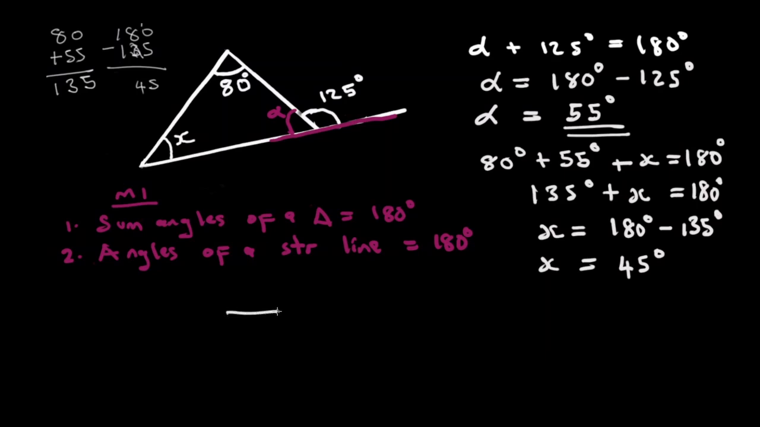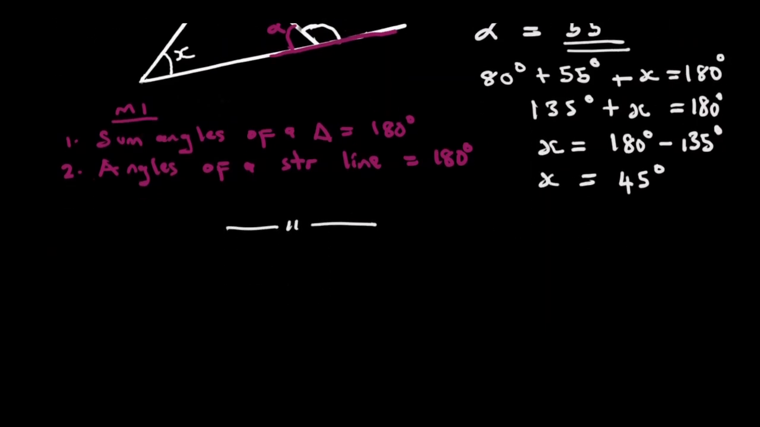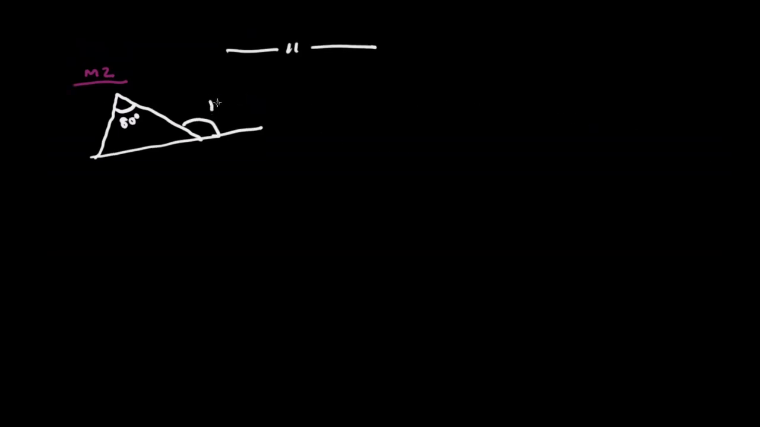Now a crossover to our second method, which is method 2. Let us reproduce the triangle. So here it's 80 degrees, and here it's 125 degrees. We do not know this x.